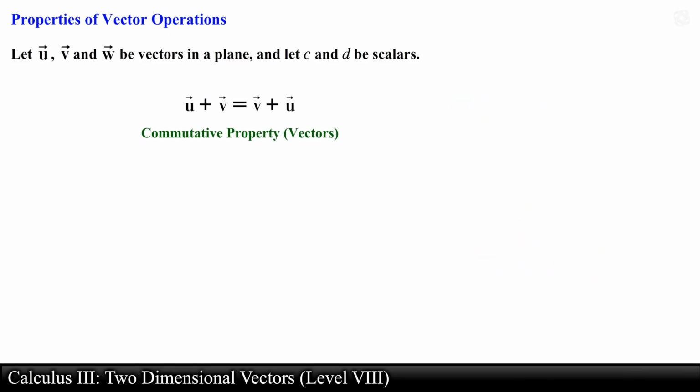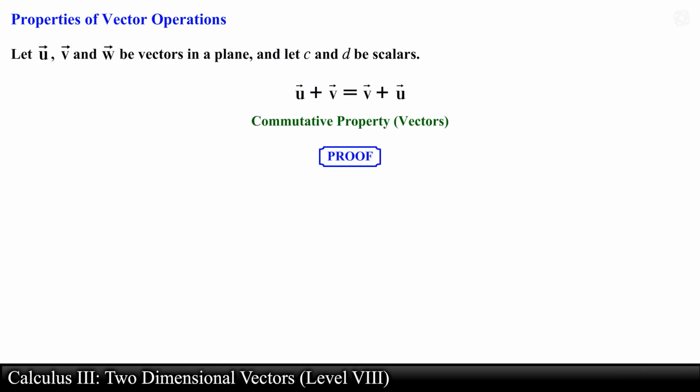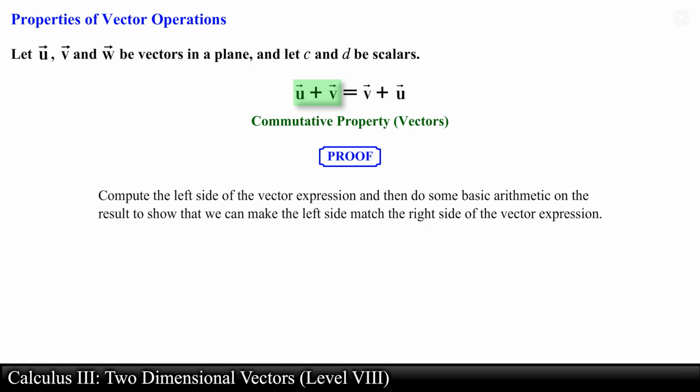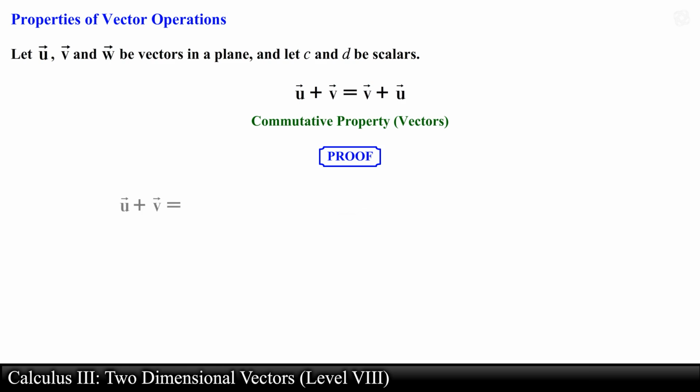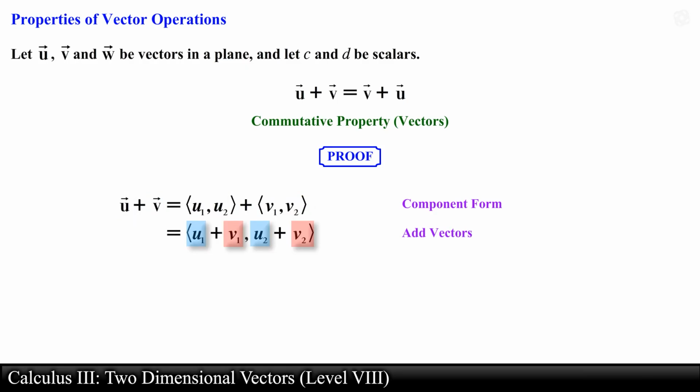Alternatively, for an algebraic proof, we essentially need to compute the left side of the vector expression and then do some basic arithmetic on the result to show that we can make the left side match the right side of the vector expression. Similar to the way you proved trigonometric identities. For this property, we simply start with the left-hand side of the expression and break the vectors into their component forms, as follows. Next, we go ahead and add the vectors component-wise.